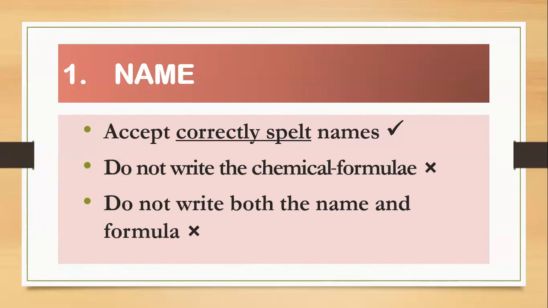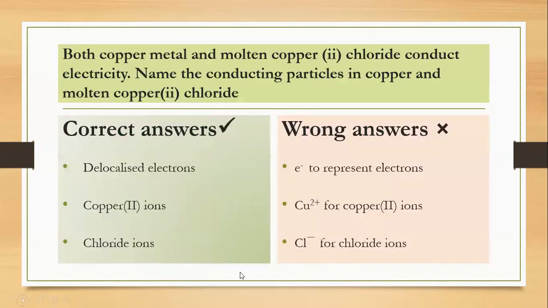Why is it that you're not allowed to write the name and the formula? Because the question was very clear. It required only a name to be written. So if you put a formula and you put the name, the examiner does not know if you really know the difference between a name and a formula. So that is it about writing a name in chemistry paper 2. We can move to the next slide.